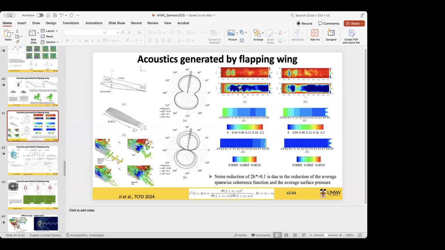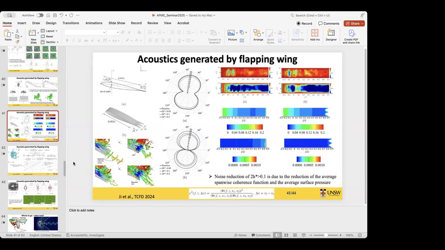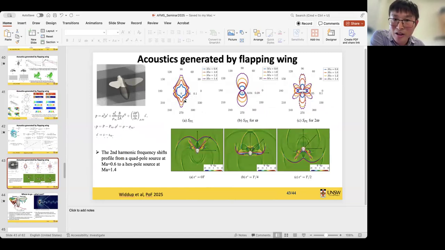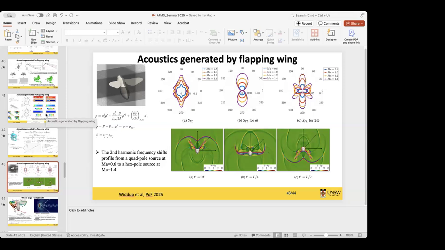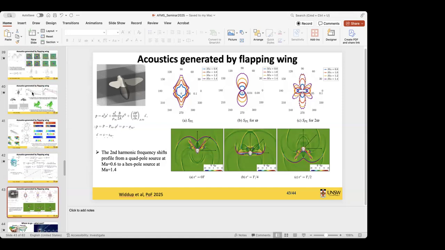So just different frequencies of the acoustics. Or let me show another picture here. For this part, for example, we have the basic frequency and double frequency. We can see those interactions, with multiple frequencies coming out. But for low Reynolds number and low Mach number, it's just one single frequency. The second frequency is very weak. Okay. Thank you, sir.